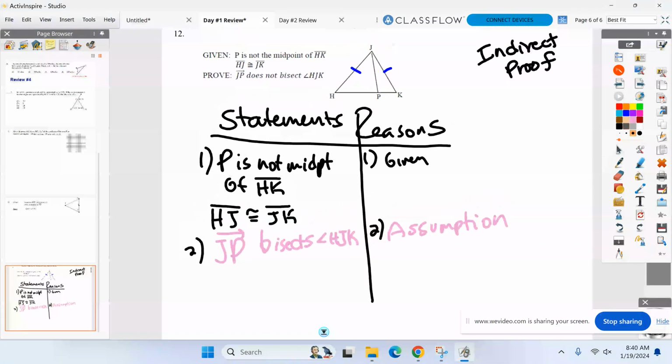All right, first thing I want from somebody: if JP bisects that angle, what's true now? At this point in the year, we should know right away. No, the sides, or what? JP bisects angle HJK. What two angles have to be equal up here? Bailey, let's go. HJP and PJK. Those two angles have to be equal. So angle HJP is congruent to angle KJP, definition of bisects.